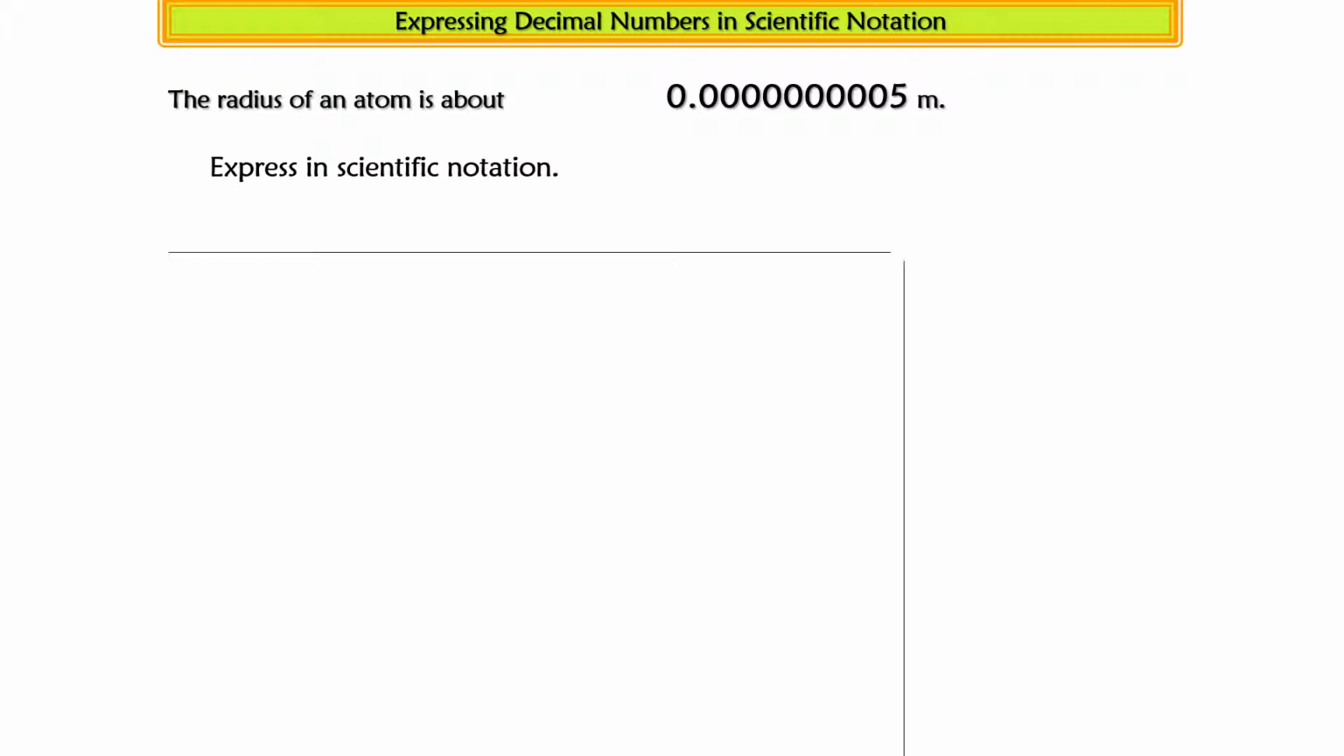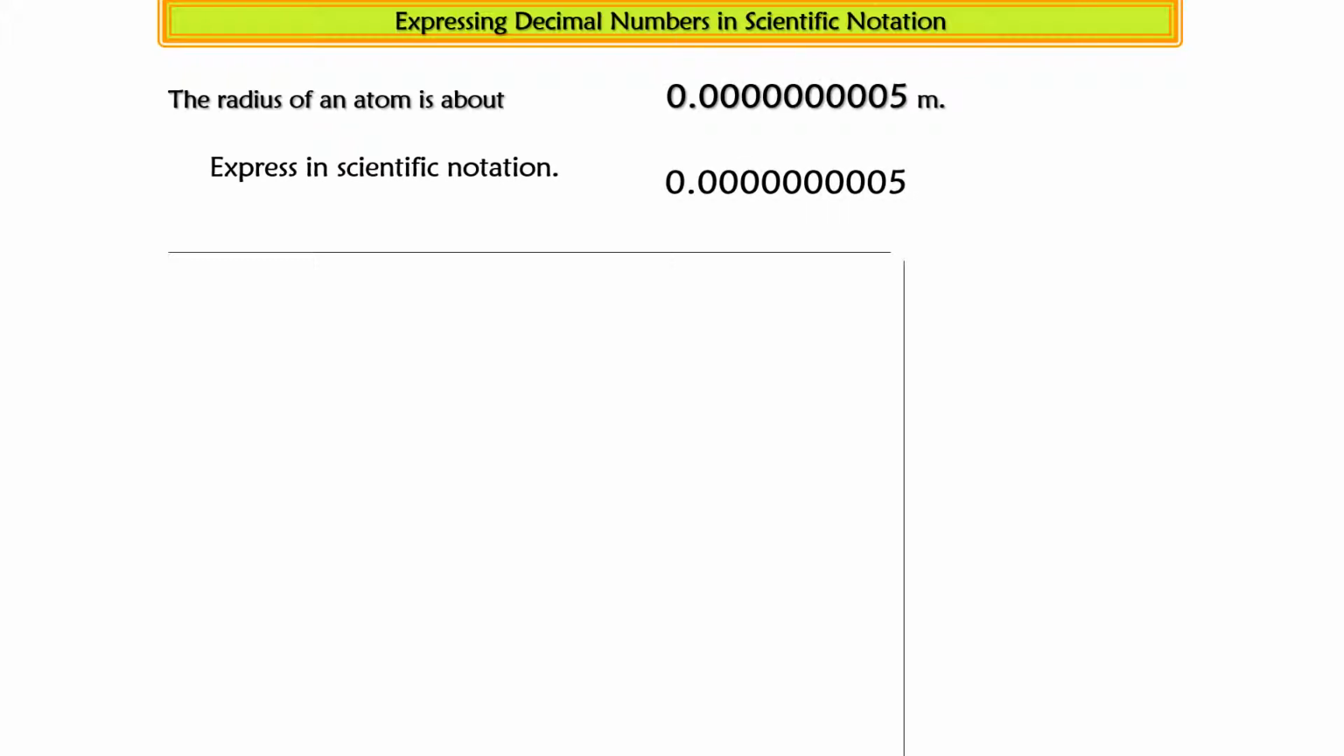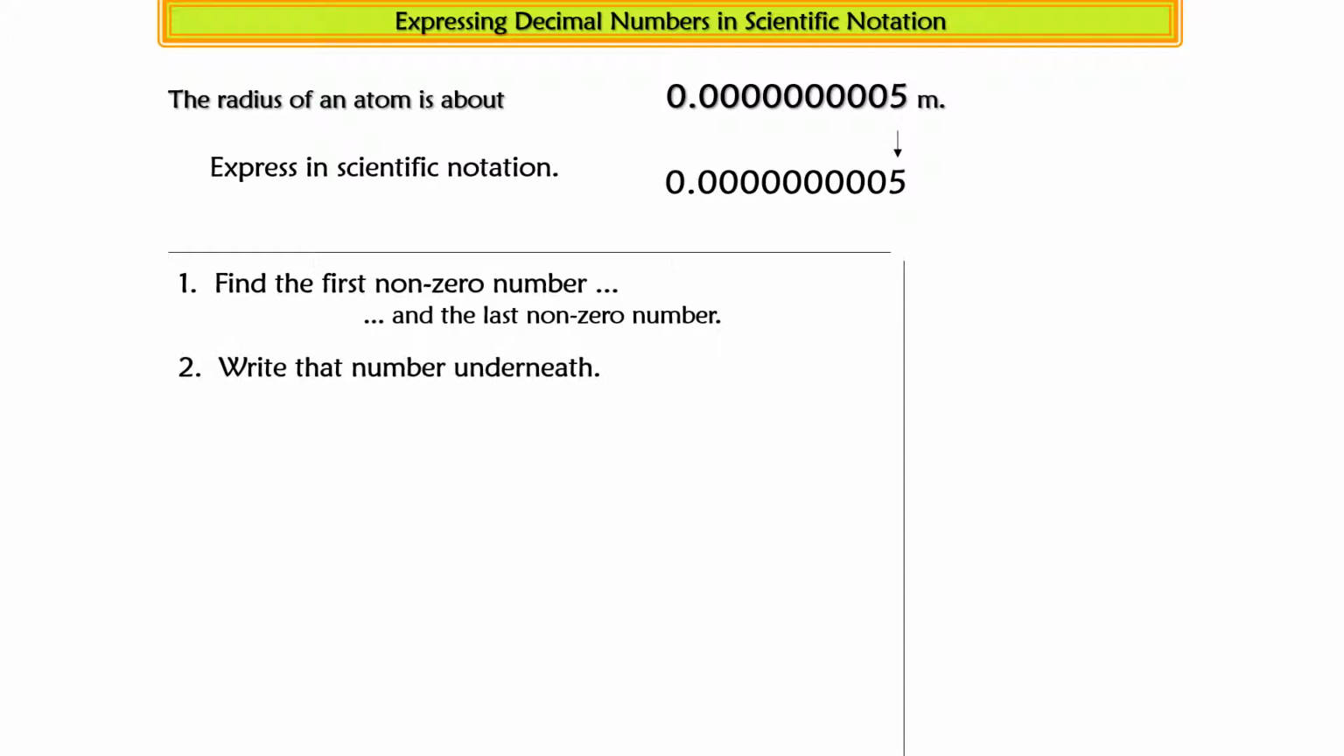So you can imagine as a mathematician or a scientist, it would get really old having to write all those zeros all the time. So we came up with a shortcut called scientific notation, and here's how it works. The first thing we're going to look for is the first non-zero digit. In this case, it's 5. Then we're going to look for the last non-zero digit. Well, in this example, 5 is the only non-zero digit, so we're going to write that number beneath.